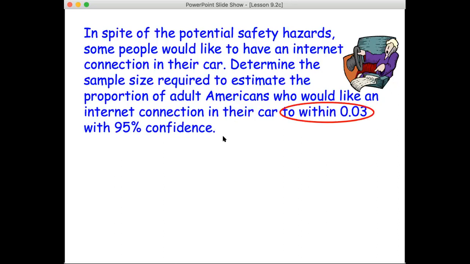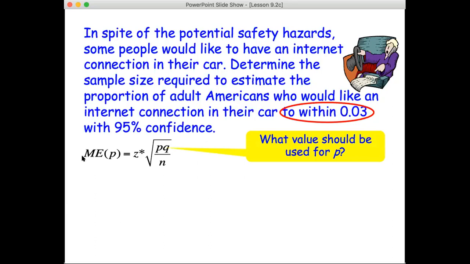Okay, so first thing, within 0.03. This is the margin of error, right? Like yesterday, the weight question, I said, try to guess my weight within 20 pounds. That was how wide your confidence interval was. That was your margin of error. Okay. So, same thing. This 0.03 is your margin of error on the left.